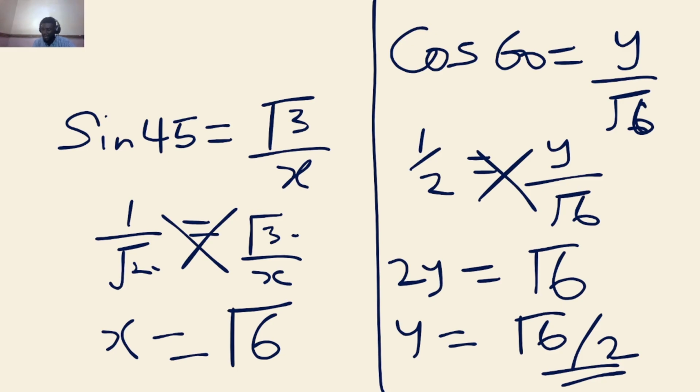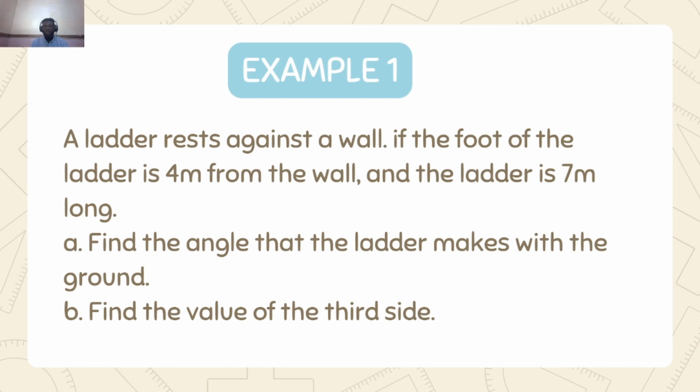So this is how to solve trigonometry when you have two right angles given. Just split it into two. The one that has more information, you solve it first before you solve the other one.